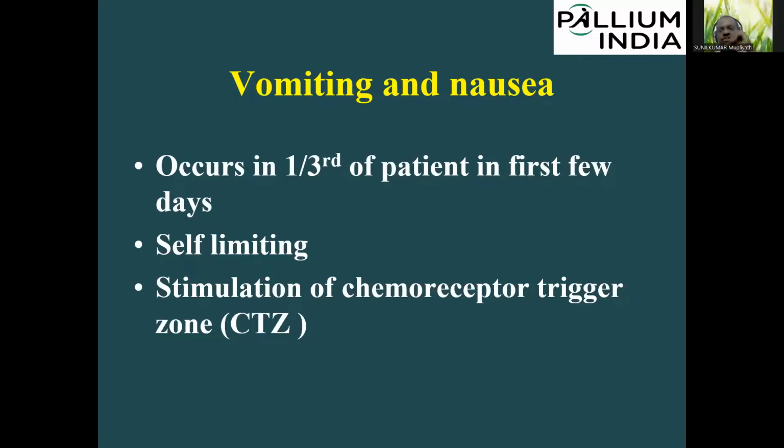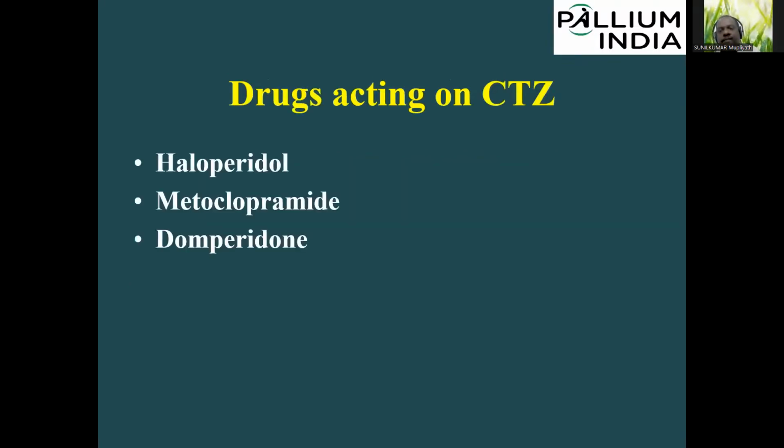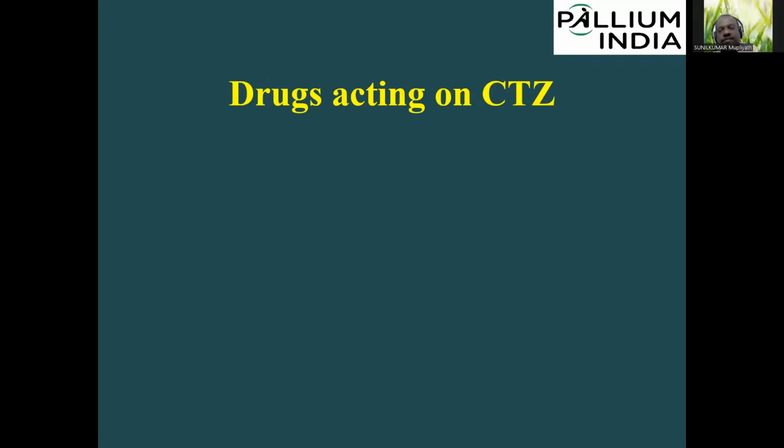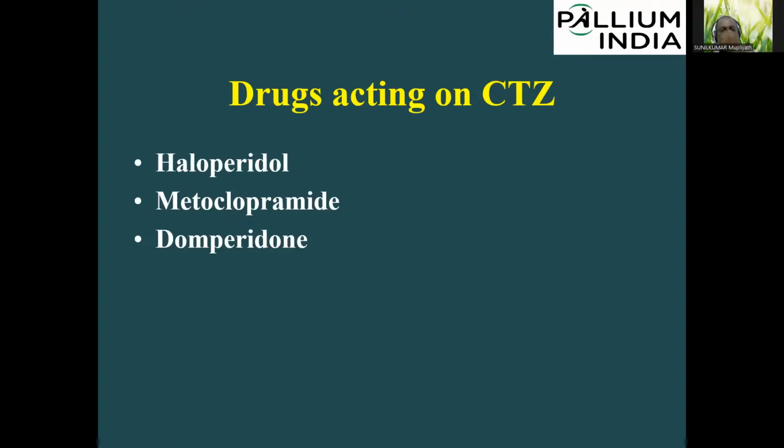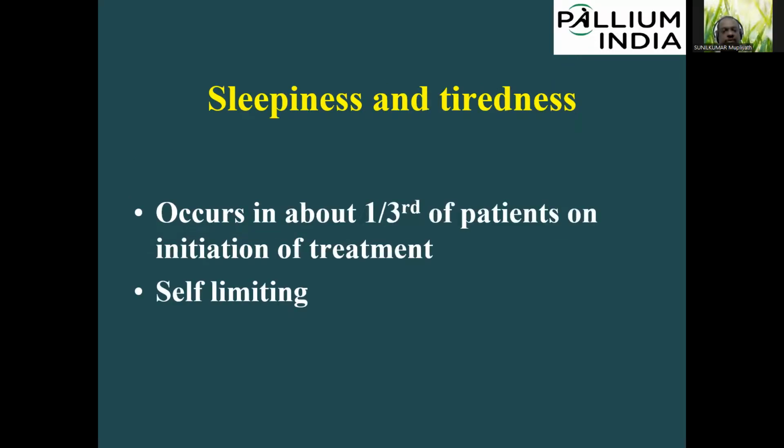Nausea and vomiting occur in almost one third of the patients when you start a patient on opioids for the first time. But it is self-limiting. Maybe up to 5 to 7 days, the patient can have nausea and vomiting. After that, the body will get adjusted to that. So for the first 3 to 5 days, you have to give an antiemetic. And which antiemetic would you select? The mechanism of nausea and vomiting is mainly due to the action of opioids on the chemoreceptor trigger zone, and the most abundant receptors on the CTZ are dopaminergic type 2 receptors. So you have to block dopaminergic type 2 receptors.